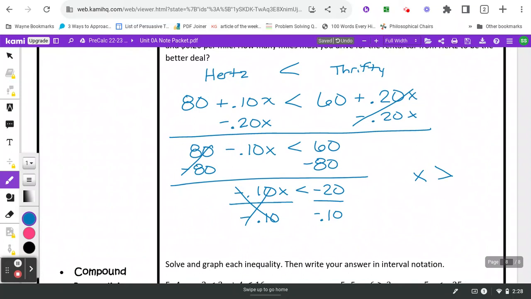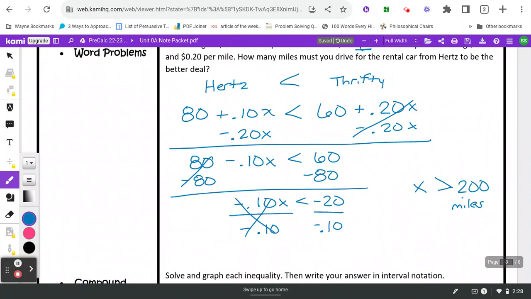Type that into your calculator. Negative 20 divided by negative 0.10 actually gets us 200. And we're talking about miles here. It says how many miles will you need to drive in order for Hertz to be the better deal? You'd have to drive 200 miles or more.